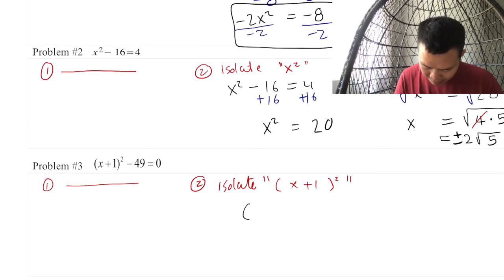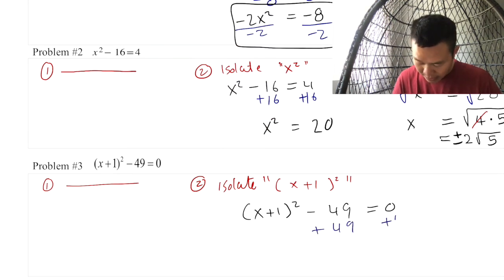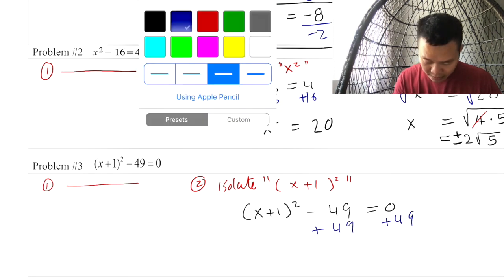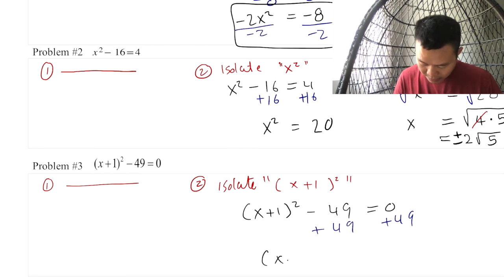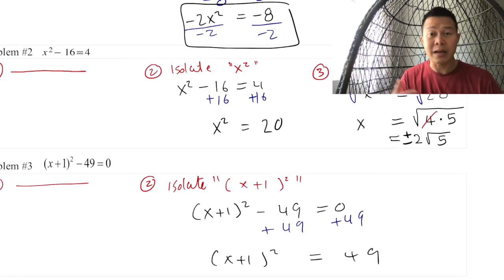So let's go ahead and write down x plus 1 squared minus 49 equals to 0. And in order to isolate that, I have to add 49 to both sides. This leaves me with x plus 1 squared equals to 49. And then I am going to move on to my third step. I'm just going to continue with the third step right below the second step.